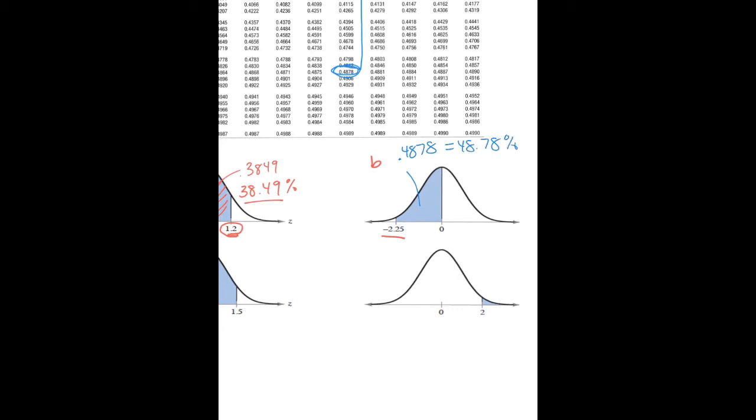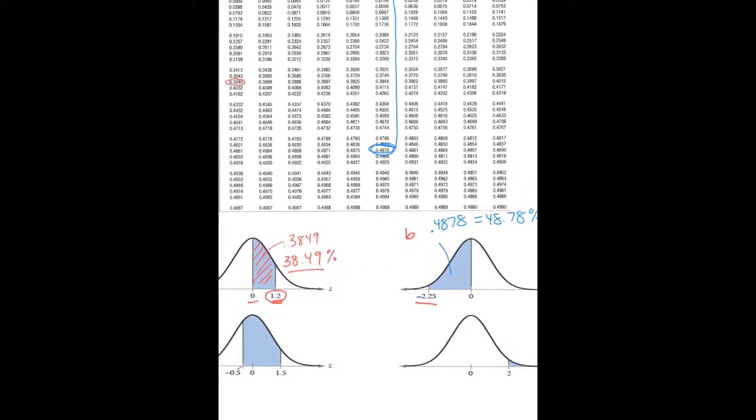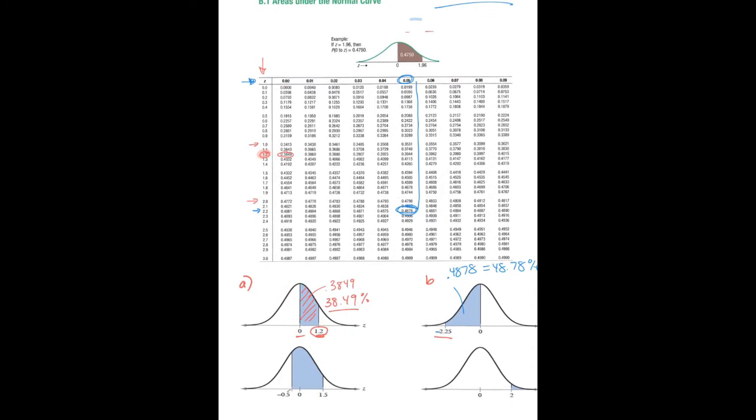Notice something I did, right? Notice this was a negative here. Negative and positive doesn't matter in this case because we're looking at area, right? The area itself can't be negative. Area is always positive. Z is just movement away from the center. Okay, we'll illustrate an example of this in class.